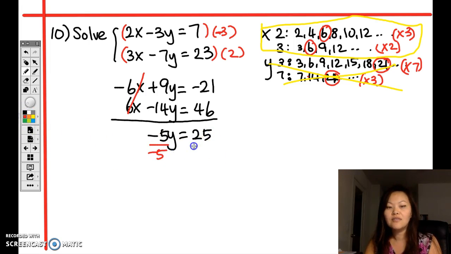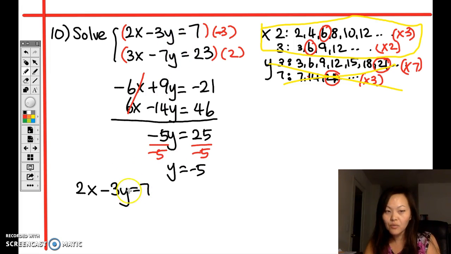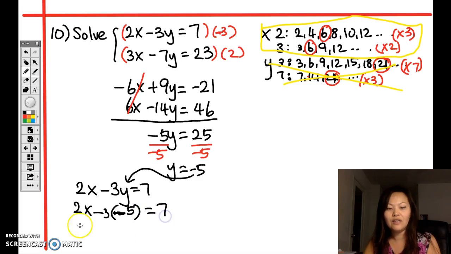Almost done. Divide both sides by negative 5. Y equals negative 5. So now we have to find x, so we just plug it in. Pick an equation. I like the top one better. Smaller numbers are always easier. So 2x minus 3y equals 7. I just wrote down the equation, but instead of the y, I'm going to plug in the negative 5. So there you go: 2x minus 3 times negative 5 equals 7. Negative 3 times negative 5 is positive 15. So 2x plus 15 equals 7.